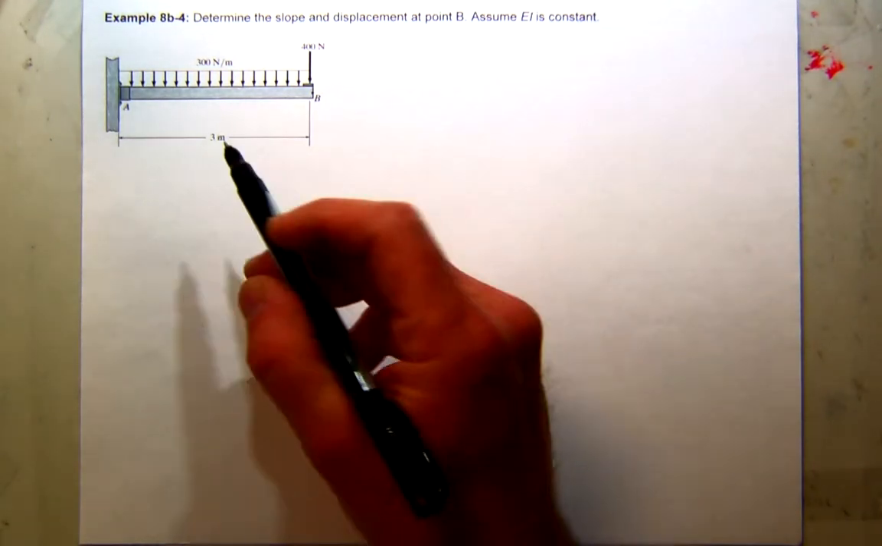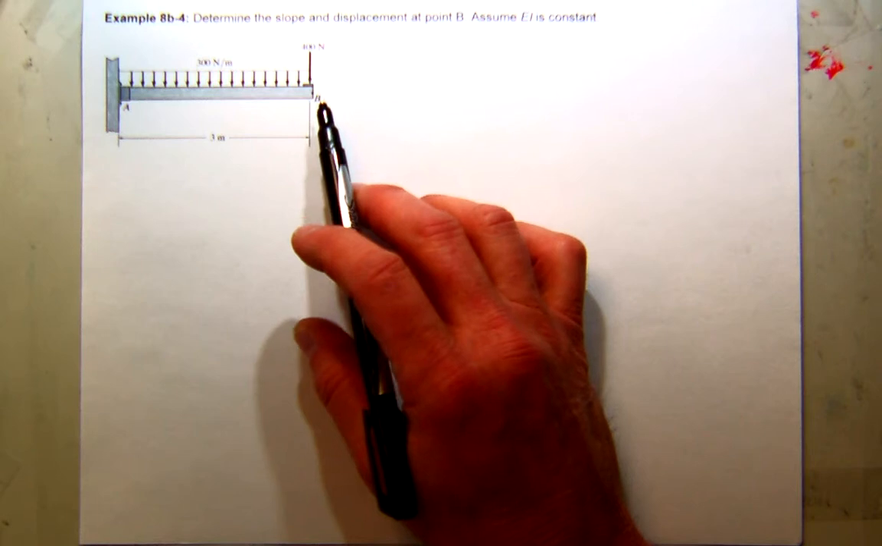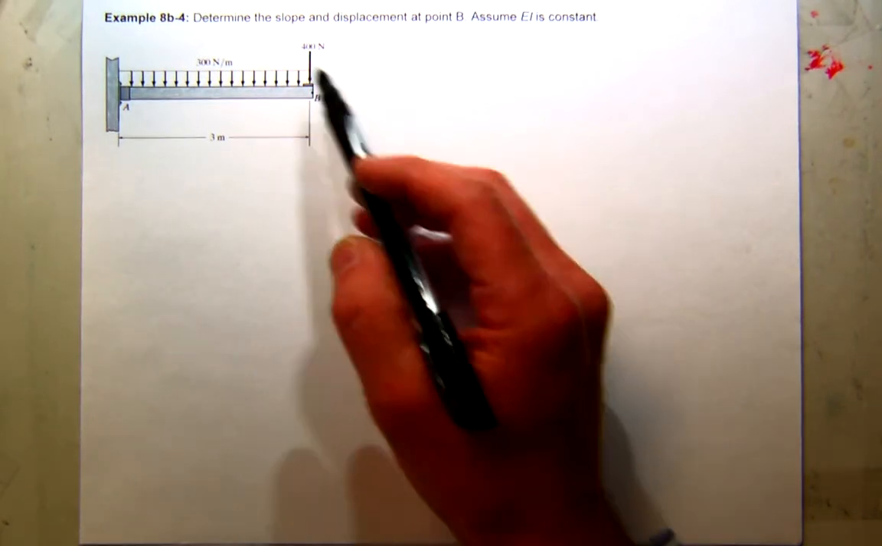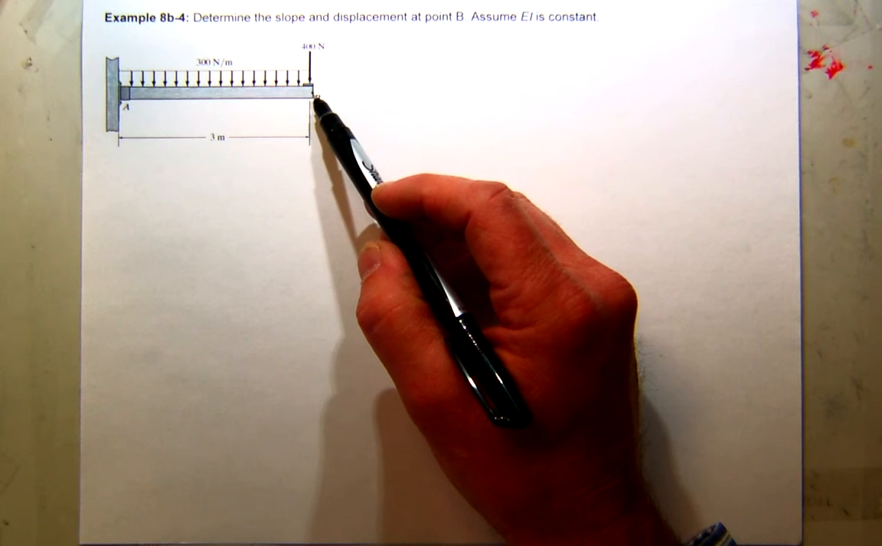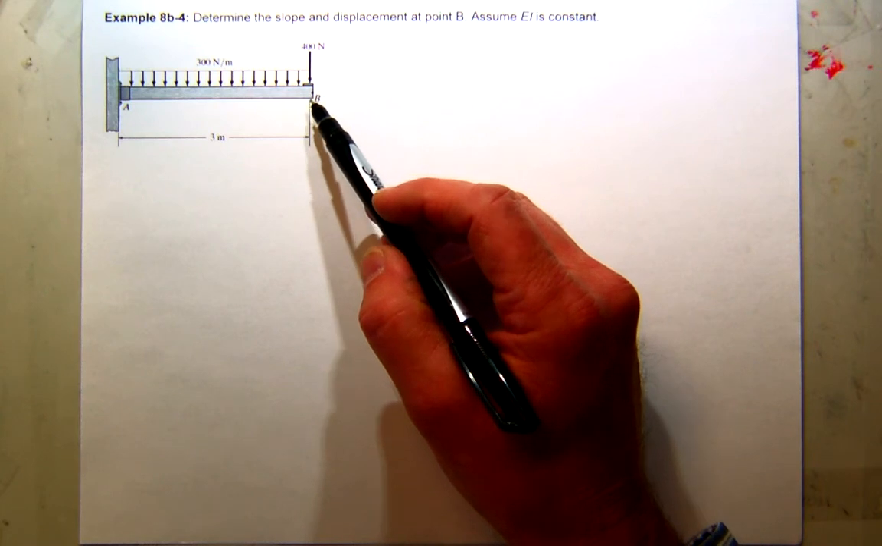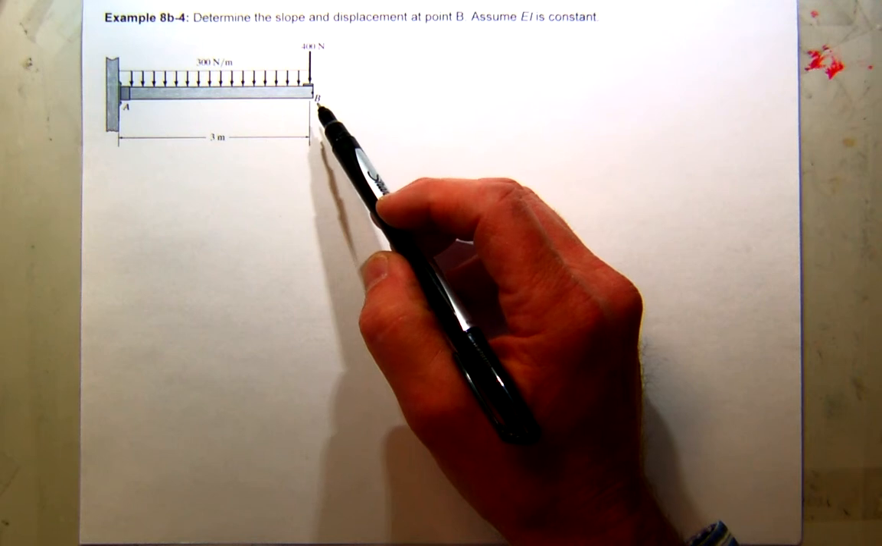Okay, so today we're going to try to work this problem. We want to determine the slope and displacement at point B. That's pretty common in a cantilever system. Probably the displacement at B is going to be the maximum displacement, and the slope will probably be pretty close to the most important slope. So that's going to be good.